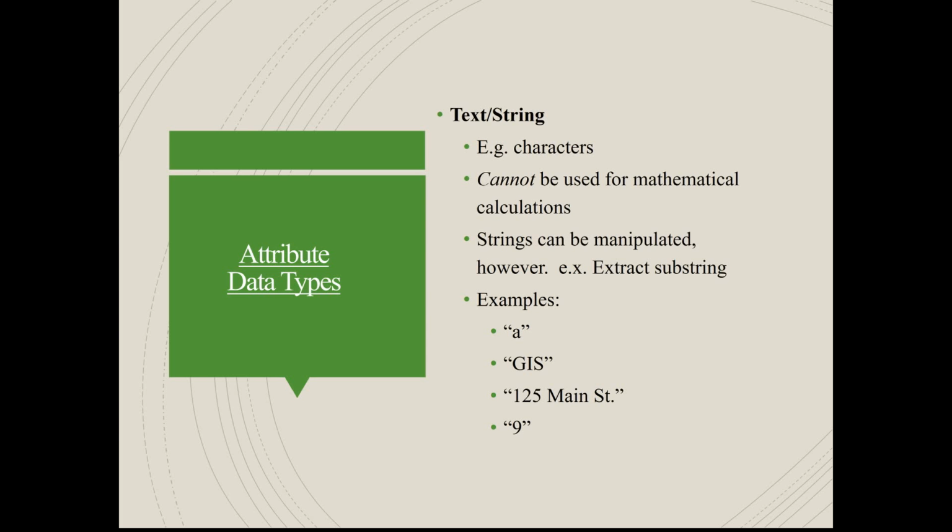The text or string data type contains characters such as the character A, the characters GIS, the characters 125 Main Street, or the number 9. Even though text may contain numbers, it is important to note that they cannot be used for mathematical calculations. However, strings can be manipulated to find substrings or to cut strings and locations.